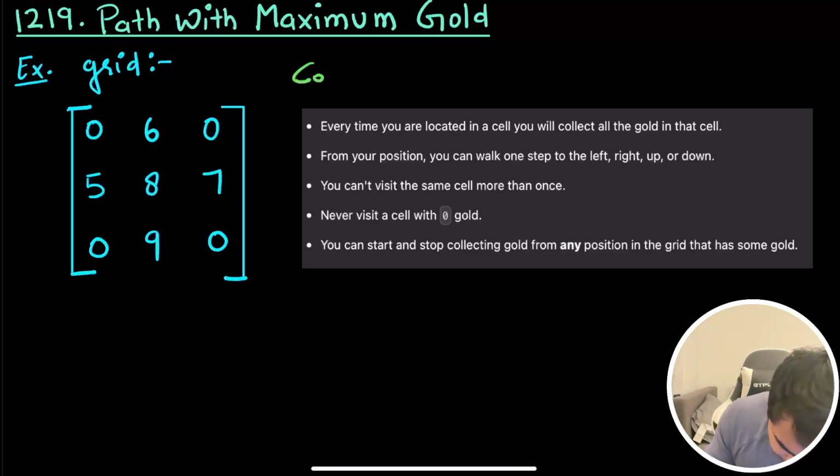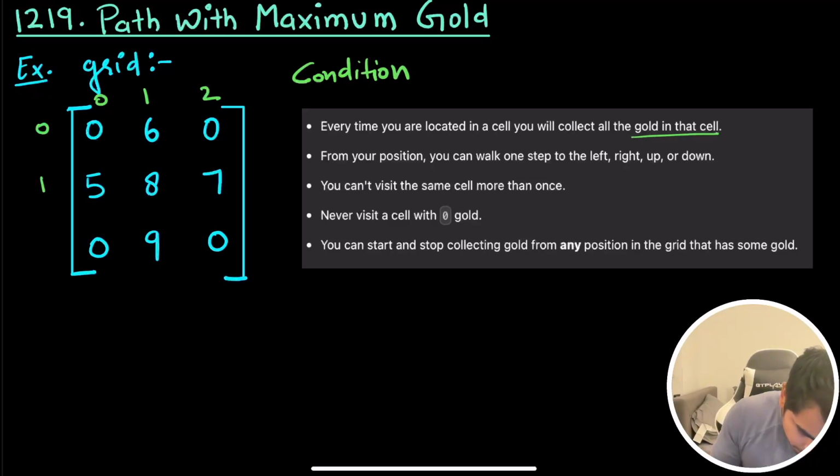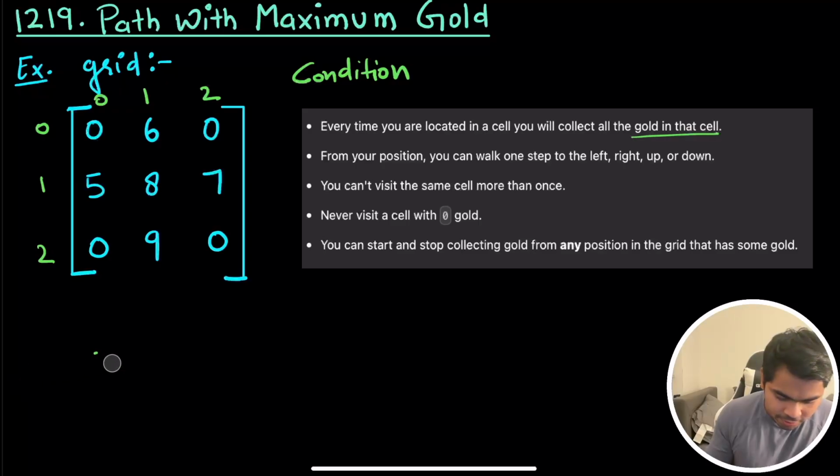So let's go over these conditions one by one. Every time you are located in a cell, you will collect all the gold in that cell. All right, so gold in that cell you will collect. So basically if you are currently at this particular cell, let's do the marking here. This is 0 1 2, 0 1 2. So this is a 3 by 3 grid. I didn't need to write it, but just wrote it.